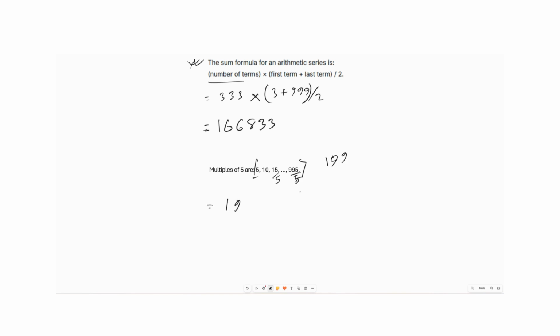Okay, what is the number? 199 into, what is the first element? 5. What is the last element? 995 divided by 2. This is the formula actually. Okay, I hope you understand this. Just understand arithmetic series formulas. This is the mathematics. Math is magic actually. So the number you will get after calculating this is 99,500.